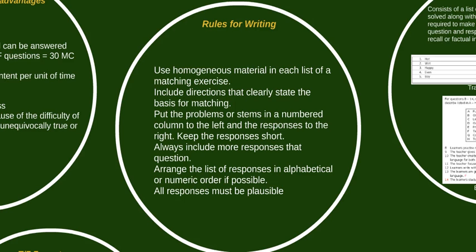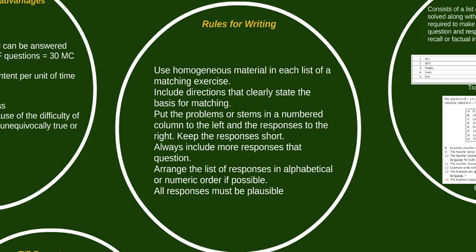Again, rules: use homogeneous material in each list. Include directions that clearly state the reason for matching. Put the problems or stems in a numbered column to the left and the responses to the right. Keep the responses as short as possible. Always include more responses than questions. Arrange the list of responses in alphabetical or numerical order if possible. Again, sequencing is important. And again, all responses, including the incorrect ones, must be plausible.